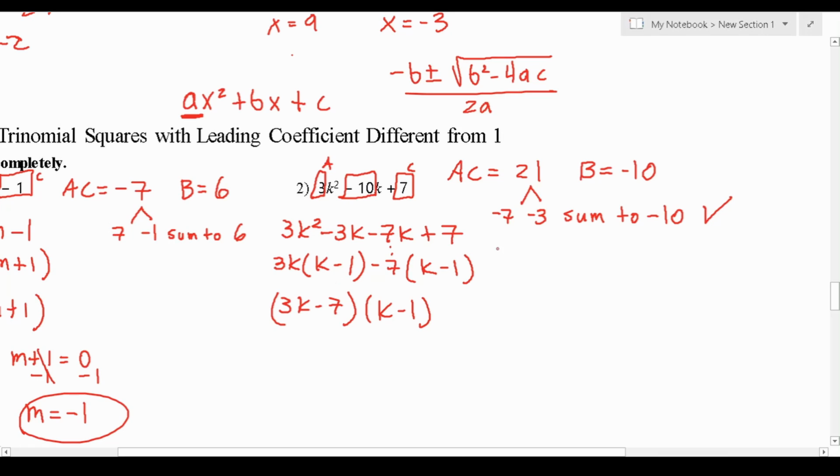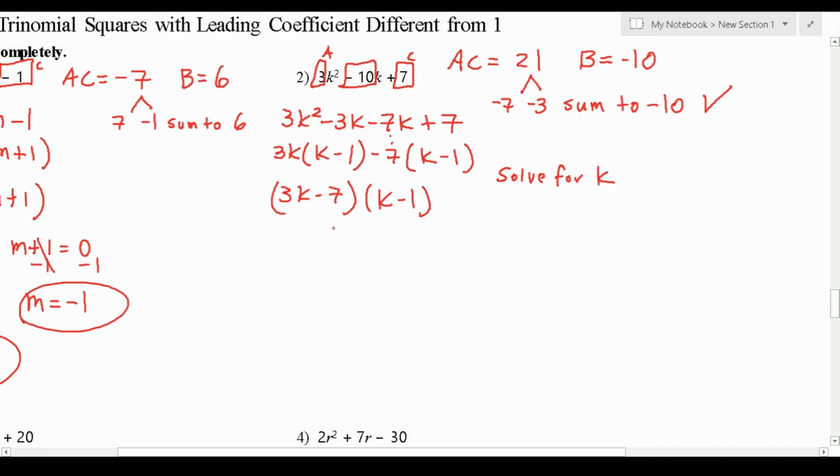Again, on the ASVAB, you're going to be told, instead of to factor this, to solve for k. So let's say we were asked to solve for k. Again, we would just break these apart and set them equal to 0 and then solve for k. So let's go ahead and do that. 3k minus 7 equals 0. K minus 1 equals 0.